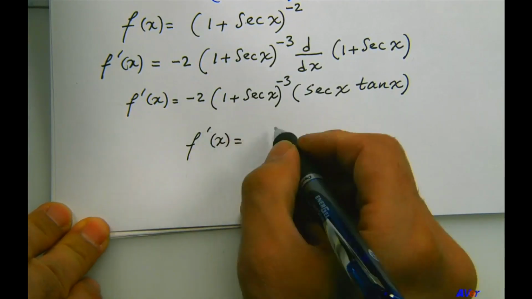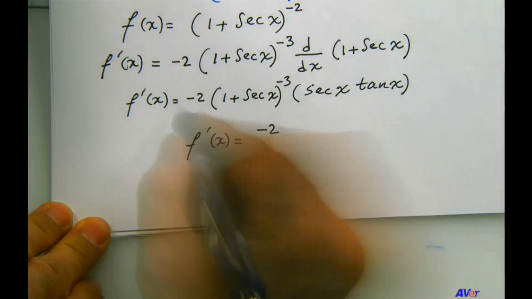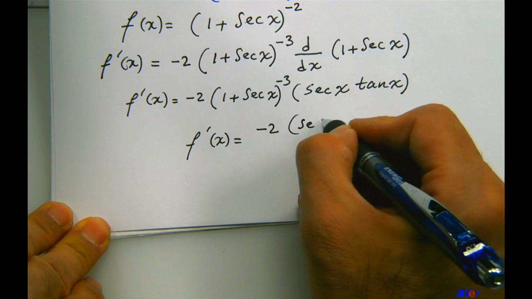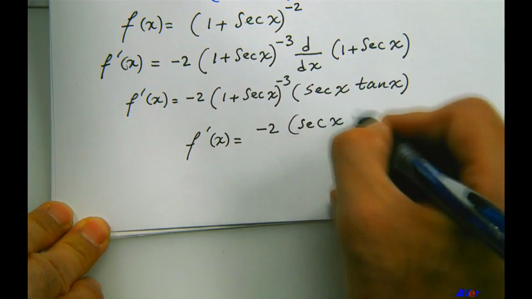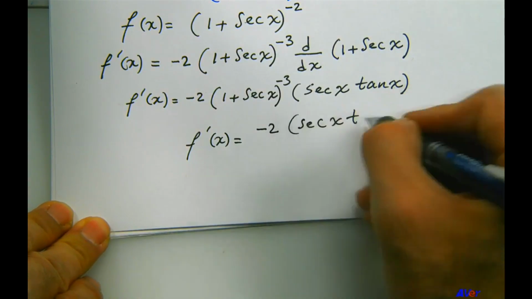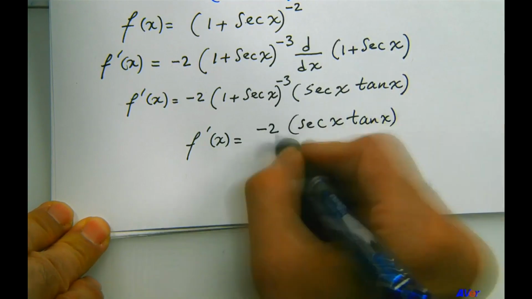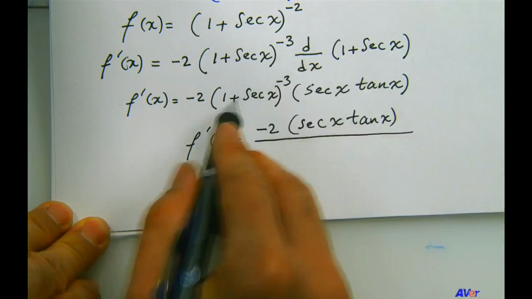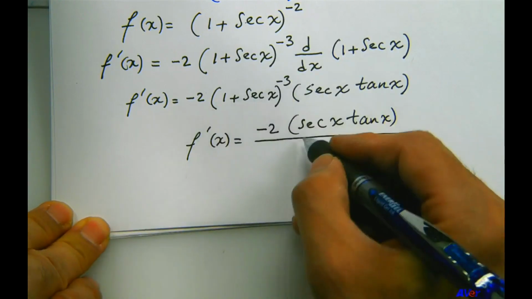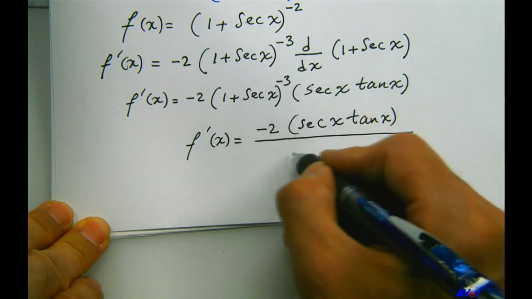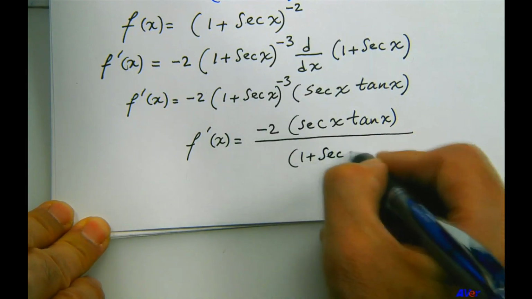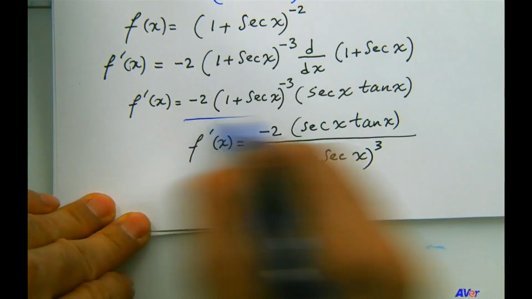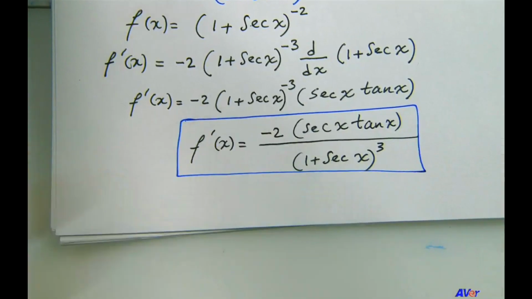F prime of x is equal to minus 2 times all of that secant, or I didn't really need this parentheses, but it's okay. Since I wrote it, I don't want to make a mess of it and erase it. But minus 2 times that, and the parentheses is not necessary, divided by that written in with positive 3 powers. So 1 plus secant of x cubed. Like that.